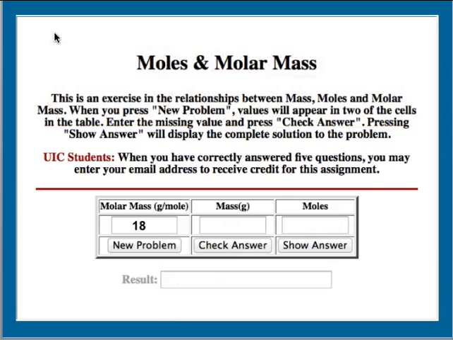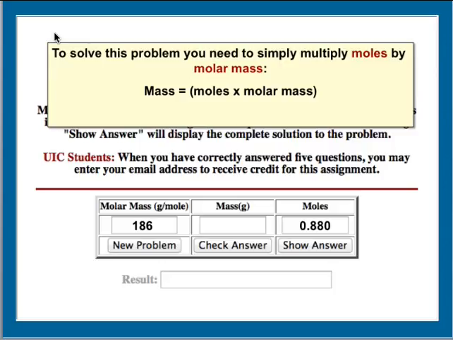Let's do another one. Here I give you the molar mass, I give you the moles. What does this stuff weigh? Remember, molar mass is mass divided by moles. So mass is simply going to be moles multiplied by the molar mass. So we take our number of moles, 0.88. Our molar mass is 186. Multiply them together, that gives us 163.